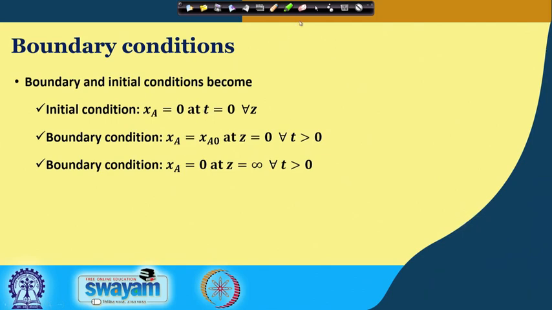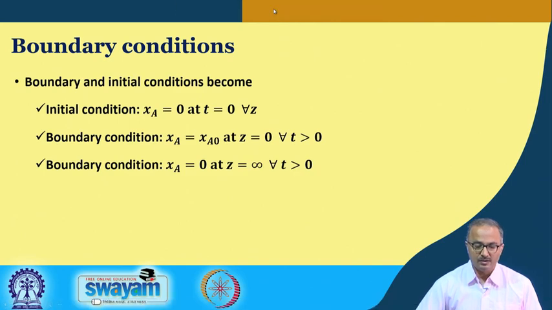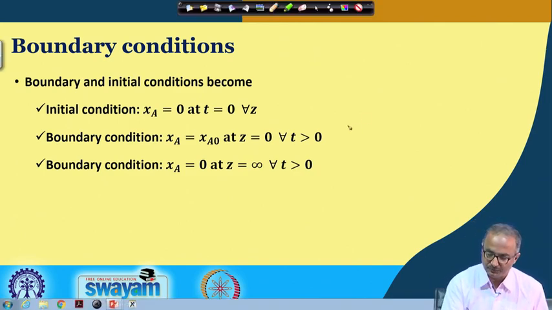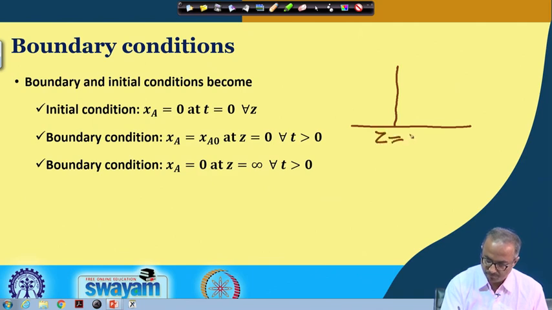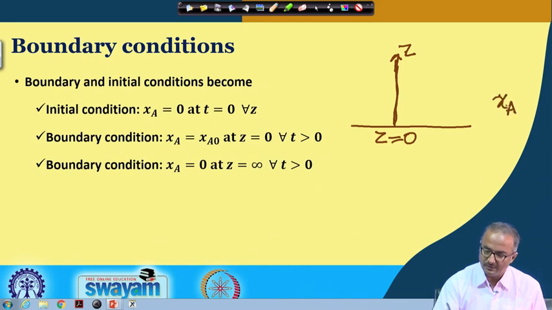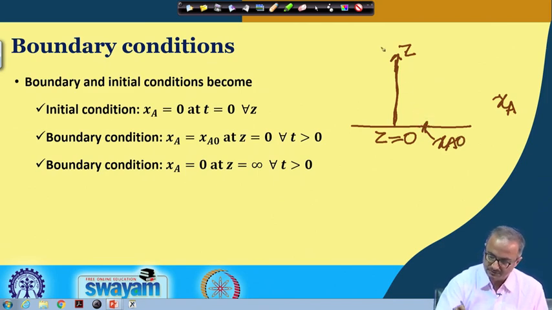Okay, so that means without any solving, we can say that if we plot, suppose we are plotting, so this is z equal to 0 and this is the z direction, okay, this is a straight line. So if we are seeing the concentration, we can check that it is some xa 0 value here, okay, and it is going to a 0 value.